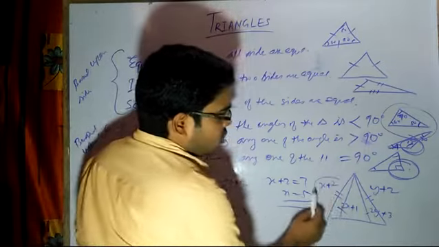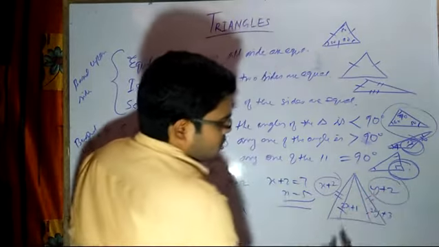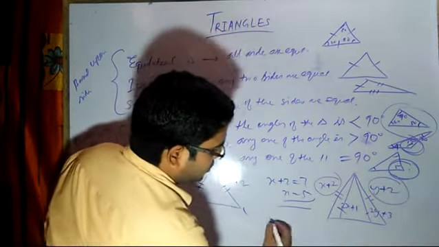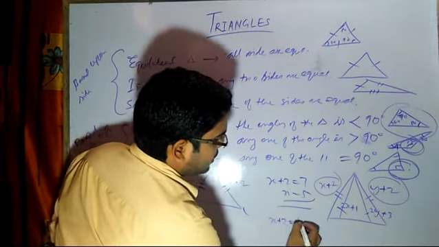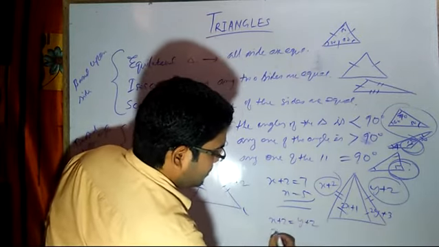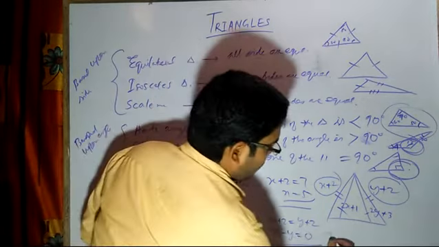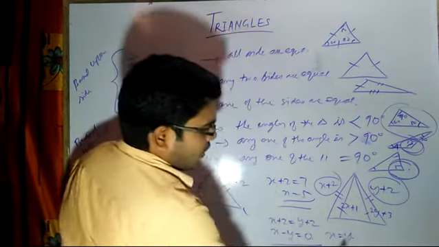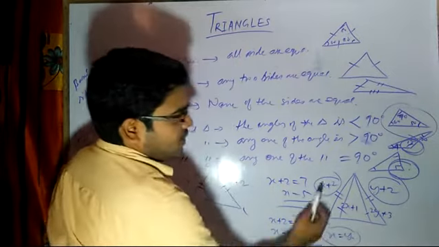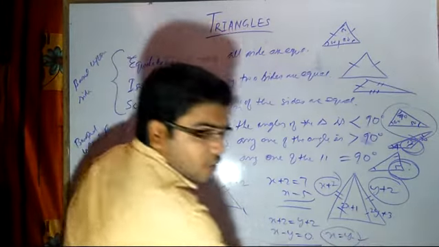Now how are you going to solve this type of numerical problems? Since this side is equal to this side, you can write x plus 2 is equal to y plus 2. That means x minus y is equal to 0. Correct? Or you can say x is equal to y. Now you got one equation.